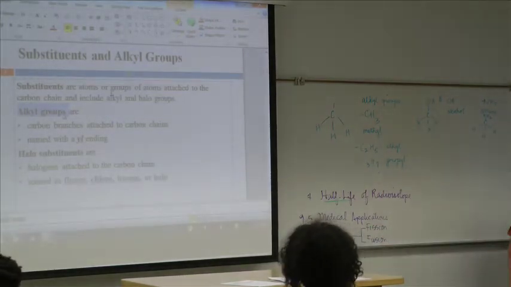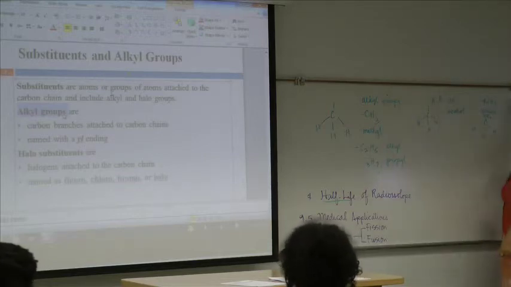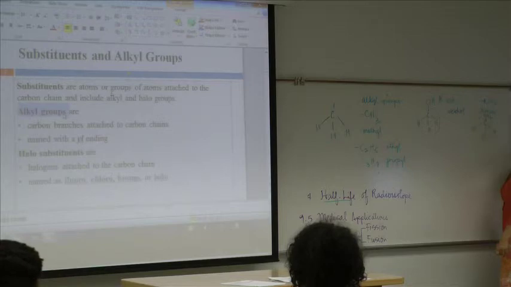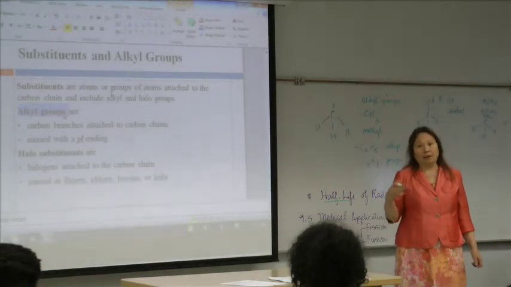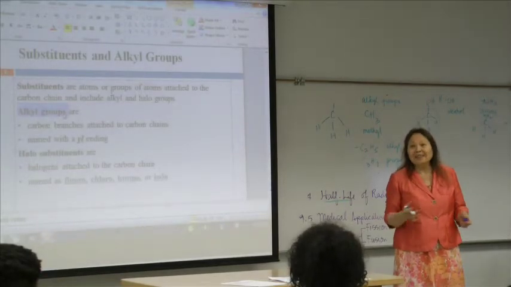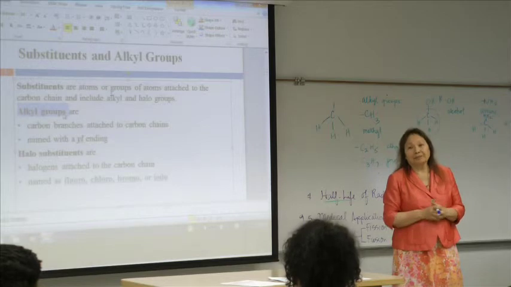So then, of course, the halo, when you have the Cl, Br, F, chloro, bromo, iodo, right? So then, if it's a chloro, right? So then it would be, right? Chloromethane, methyl chloride. See how easy it is? If you just know the rules.